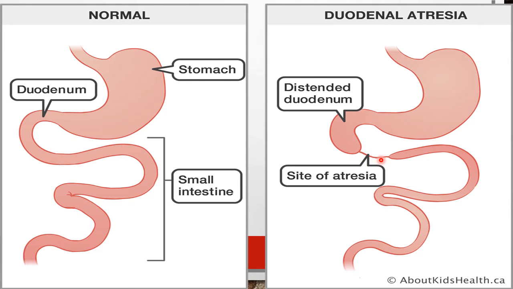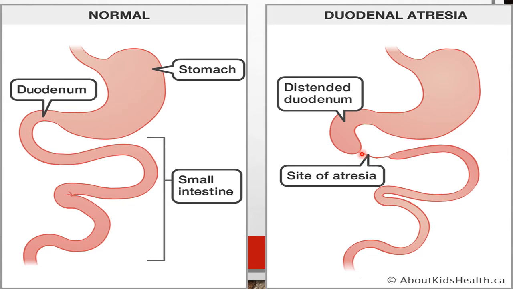Whenever there is a partial obstruction or partial occlusion of the duodenal lumen because of the failure of the recanalization process, we label this as duodenal stenosis. But if it is complete occlusion of the lumen of the duodenum, then this is known as the duodenal atresia.